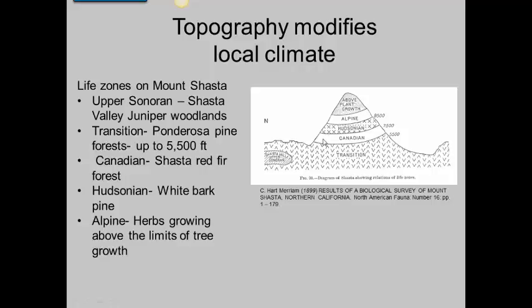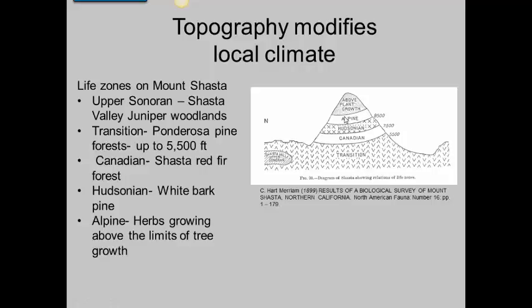Up above that, he coined the term the Canadian life zone, which on Shasta is dominated by the Shasta red fir. It's almost the only overstory tree in that forest. Up above that, we'd have what he referred to as the Hudsonian zone, where on Mount Shasta you would see a lot of white bark pine. And then finally, you'd get up into the alpine area, which resembles the Arctic tundra.